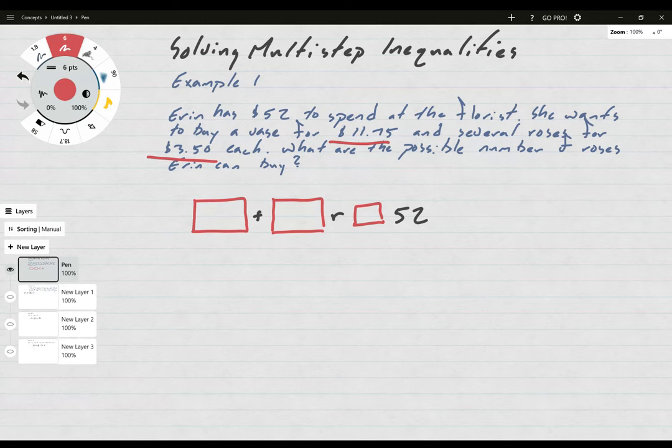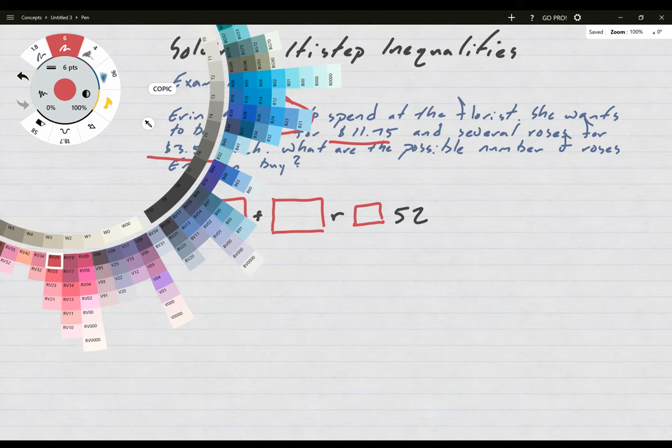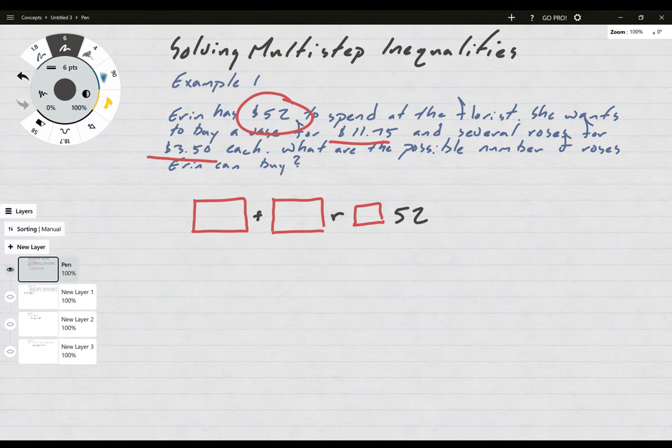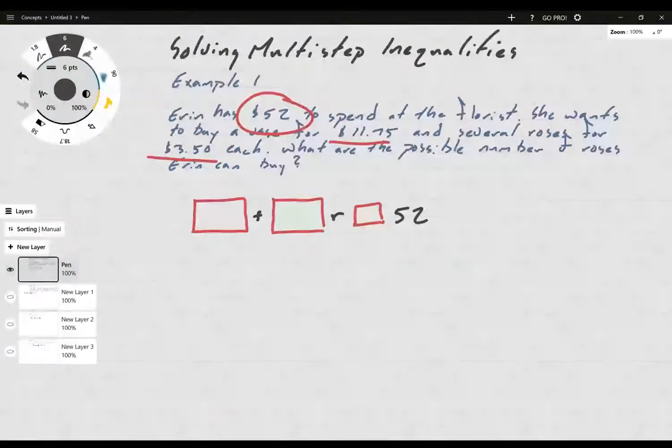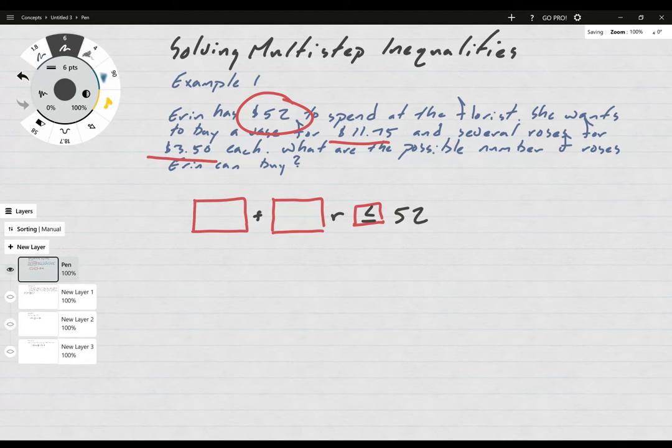Then she wants to spend $52. She can't go over $52 because that's how much she has. So she can spend $52 or anything less than $52. So we can use a different sign. We know that she can spend $52 and less, so our inequality is going to have to be less than or equal to $52.